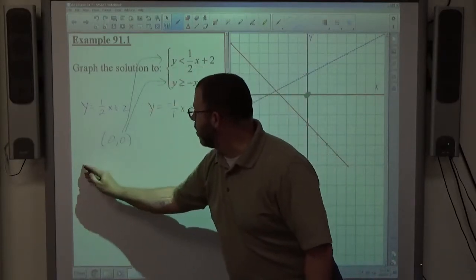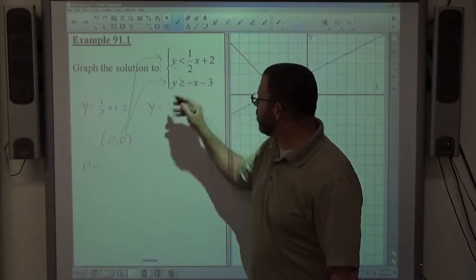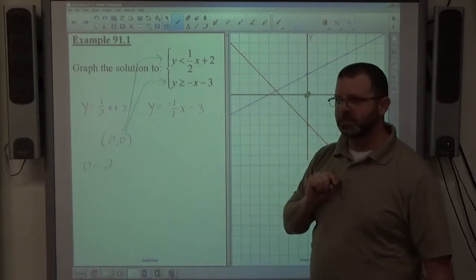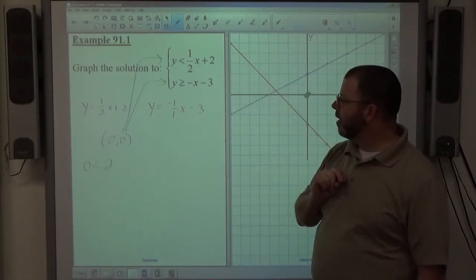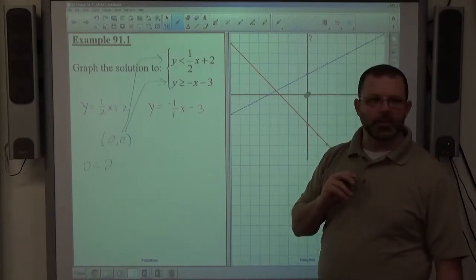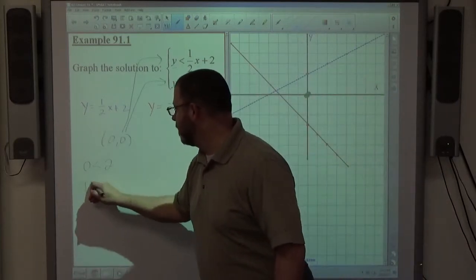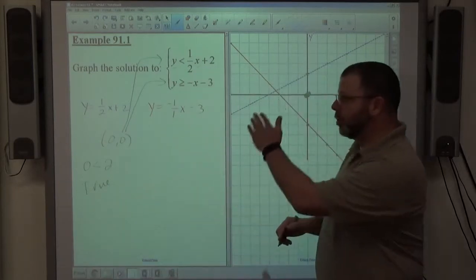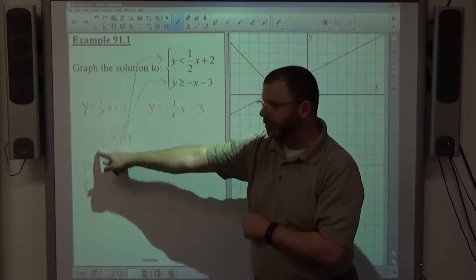So, if I go back up to this top equation, changing y and x both to zeros, I'm going to get 0 is less than 0 plus 2. All right? What do you think about that statement? 0 is less than 2. That's true, right?